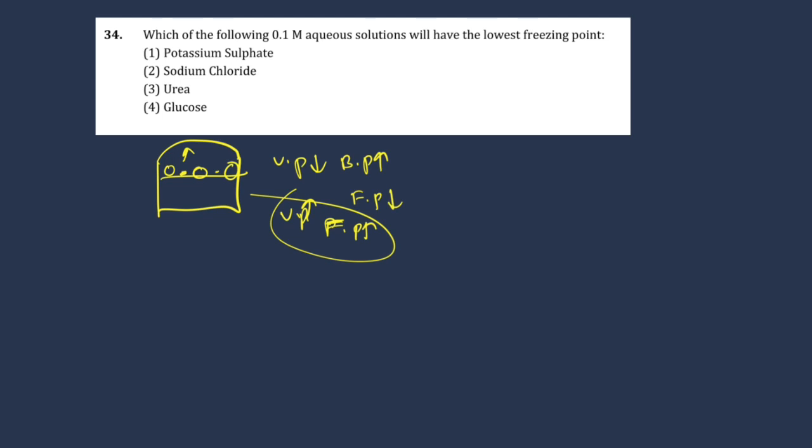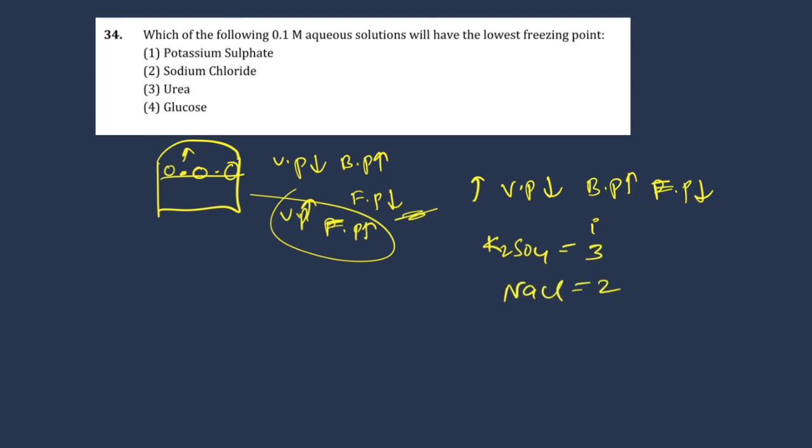Then we have to think about which one now? More solvent molecules, more vapor pressure. Sorry, lowest freezing point. We don't want a higher freezing point. We want the lowest, meaning more solute particles are required. Solute particles increase, meaning vapor pressure decreases. Vapor pressure decrease means boiling point increase, freezing point decrease. So which has more solute particles? Potassium sulfate, K2SO4. What is the i value for this? 3. Sodium chloride, i value? 2. Urea? 1. Glucose? 1. So the most solute particles, first option.